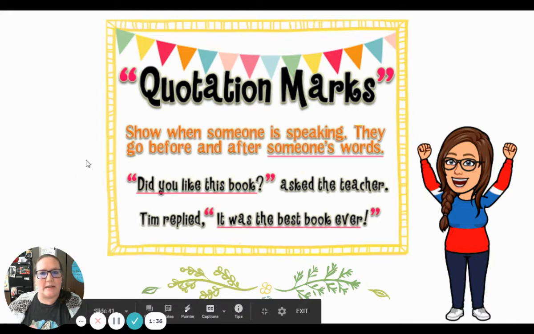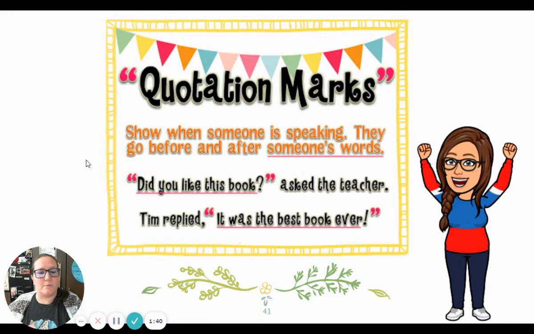When we're ready to use dialogue in our writing, we have to remember our special punctuation mark. These are quotation marks. You take your two fingers and make them bend. Quotation marks show when someone is speaking. They go before and after someone's words. We only put the quotation marks around the words that are being spoken.